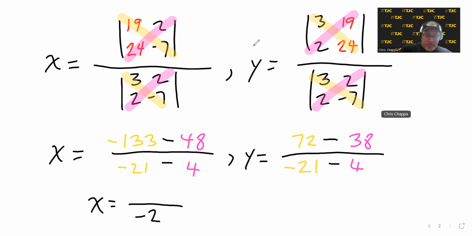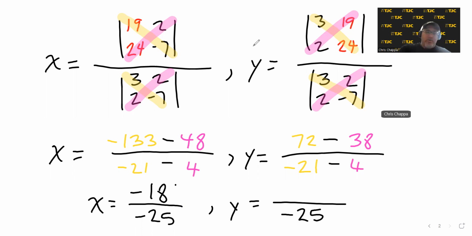The denominators are both -25. Full disclosure, when I set up this problem, I set it up to have nice answers, and it doesn't look like it's going to happen. In the numerator of the x, we have -133 and -48, which is -181. Okay, this isn't doing what I was supposed to do. I messed up something. And in the numerator of the y, 72 minus 38 is 34. What was supposed to happen is that these are supposed to reduce to 5 and -2. I clearly set up something incorrectly. I'll pause the video and go back and find out what it was in a moment.